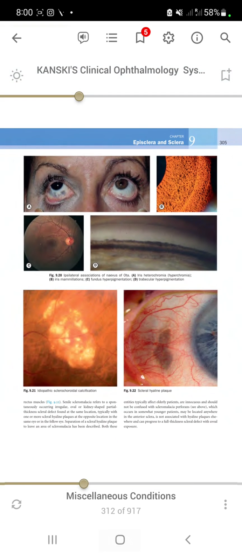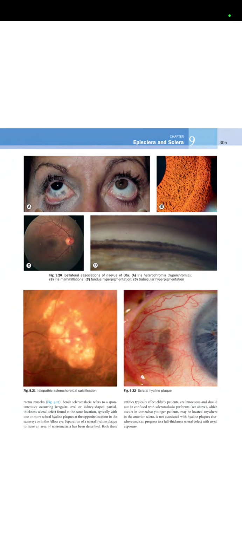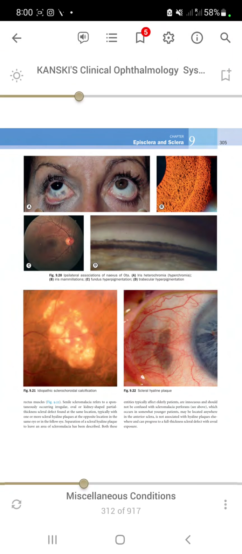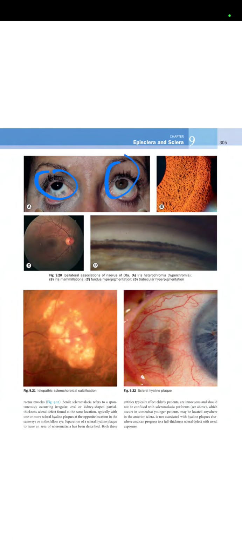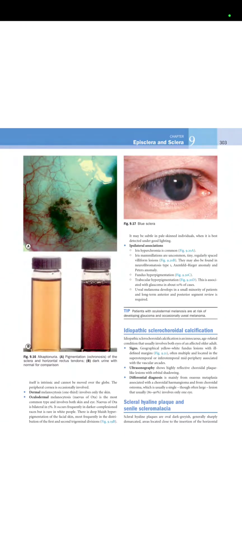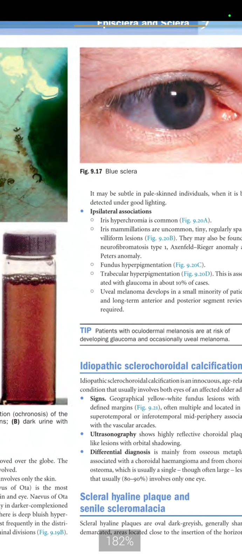9.20 showing the ipsilateral association of the nevus of Ota. A is showing the iris heterochromia, so you can see the difference in the color of both eyes. B shows iris mammillation, so there are small mammillations in it. C is showing the fundus hyperpigmentation, and D is showing the trabecular hyperpigmentation. So these are all features of nevus of Ota.